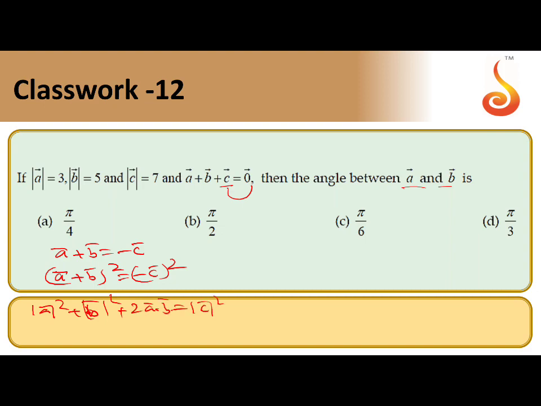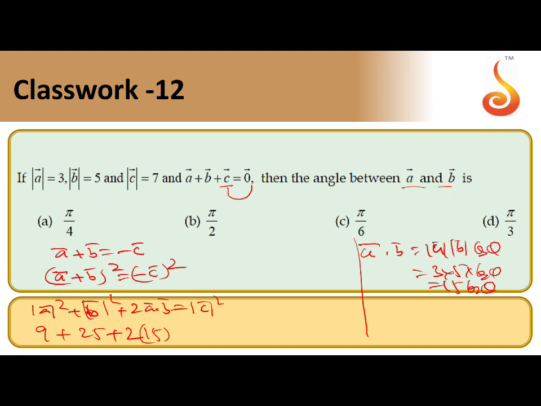Here A dot B is required. So A dot B is nothing but modulus A modulus B cos theta. So modulus A is 3 into 5 into cos theta, that is 15 cos theta. That is the A dot B value. Now you can substitute here. Modulus A square means 9, plus 25, plus 2 into A dot B, which is 15 cos theta, equal to modulus C square, 49.